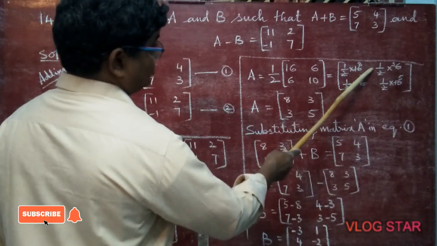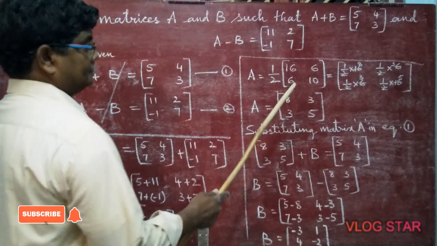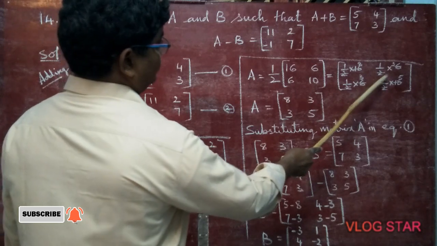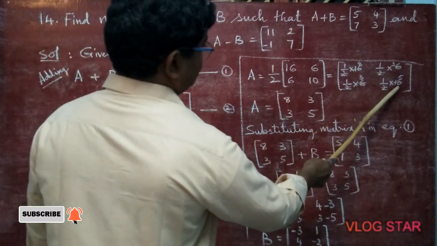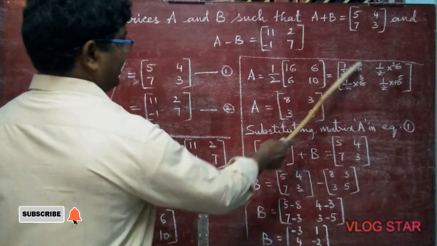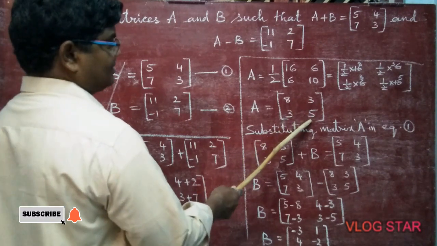Maintain gap. Distance should be there. Don't write together or near. 2 goes in 16 8 times. 2 goes in 6 3 times. 2 goes in 6 3 times. 2 goes in 10 5 times. So we got, therefore A is equal to 1 8 is 8, 1 3 is 3, 1 3 is 3, 1 5 is 5.